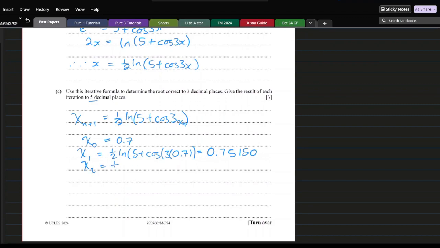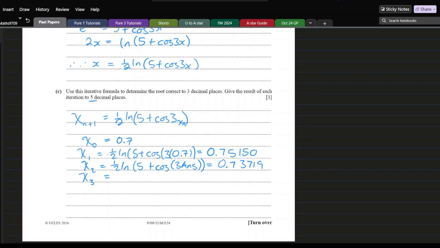That's half ln(5 + cos 3 times ans). I'll replace the 0.7 with ans, which is the button next to your equal sign. On most calculators it's written ANS, and that just basically stores the answer from the previous calculation. So let's do that. Replace 0.7 with ans and press equals. You should get the result of our second iteration, so 0.73719. Okay, let's go on to the third iteration.